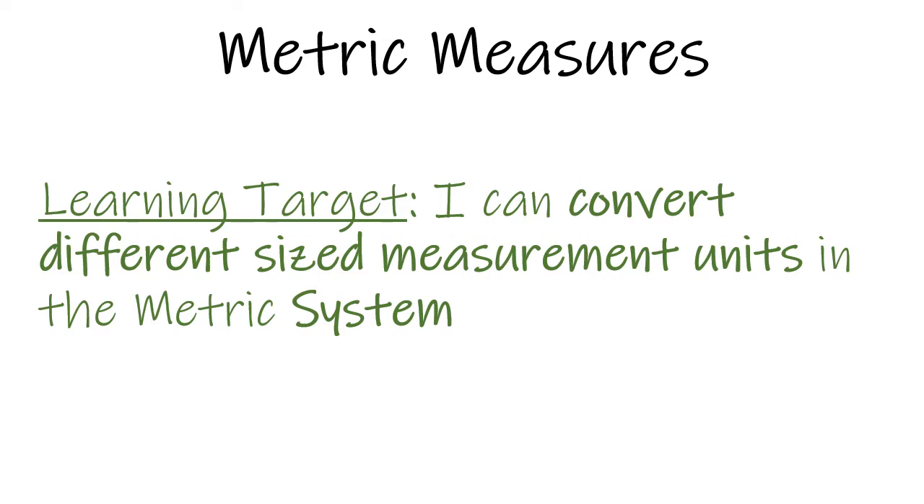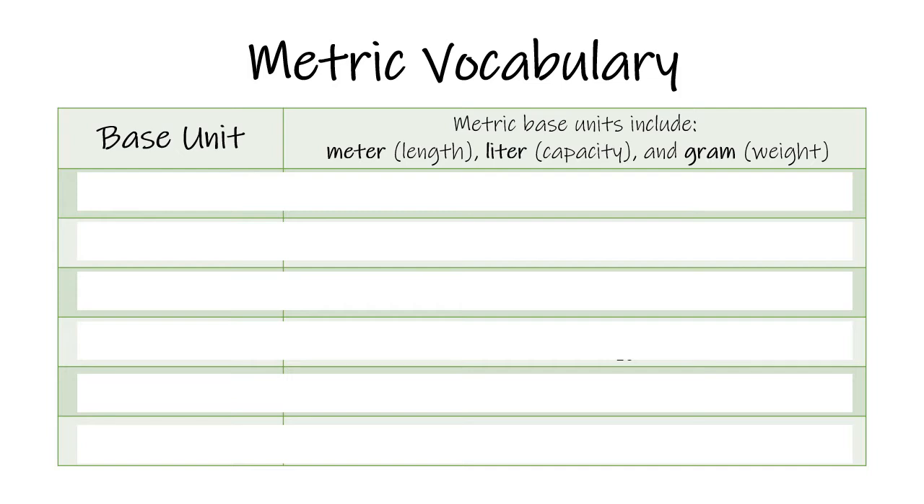So here's our basic vocabulary for the metric system. The first thing we need to talk about are the base units. There are three main units for the metric system. First, we have meter, and that's how we measure lengths in the metric system. So we've got meters, centimeters, millimeters, kilometers. That's all length or distance.